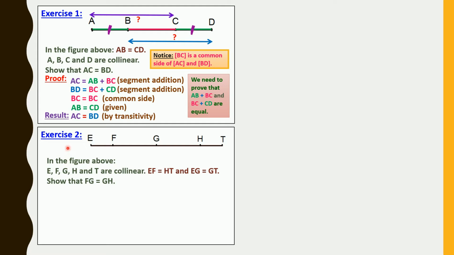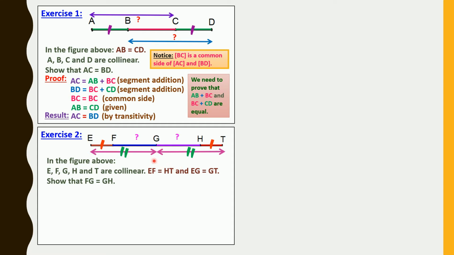Now exercise 2. In the figure above, we have the 5 points E, F, G, H, and T are collinear points. And here we also have these two straightforward evidence, the fact that segment EF equals segment HT and segment EG equals segment GT, so it's given. Show that segment FG equals segment GT?